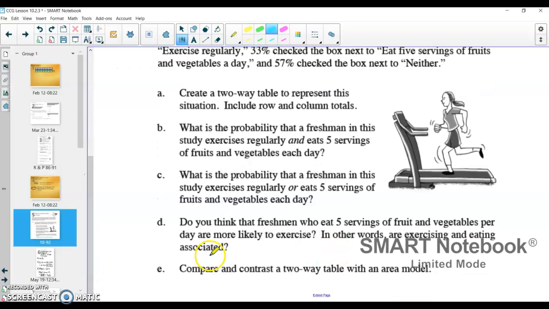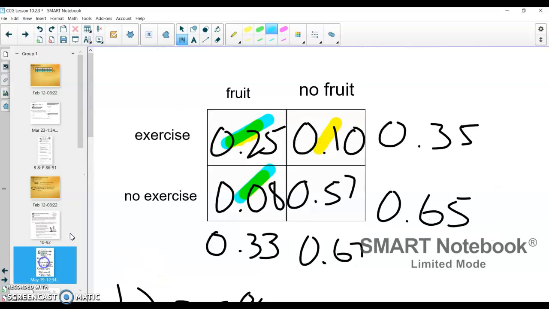Okay, now the last part, compare and contrast the two-way model and the area model. Now I'm not going to write anything down because I kind of want you to just look at this and see how it's different.